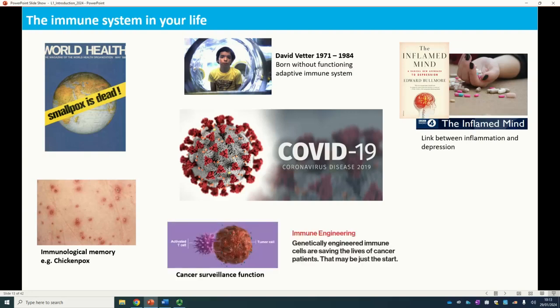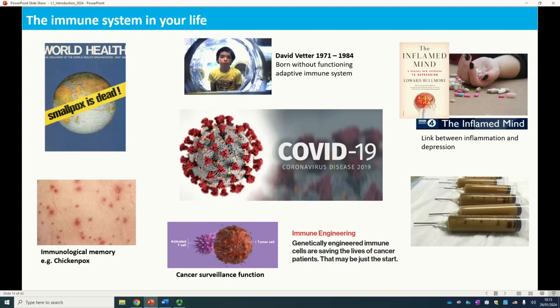It also plays an important role in cancer surveillance. Every day, your immune system will be eliminating transformed cells and preventing them from developing into cancer. So that's a vital function there. But it also offers the promise that if we can genetically engineer some of our immune cells, we can use this for providing a personalized treatment against cancer for various patients.